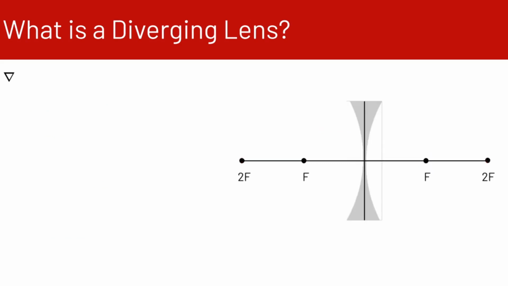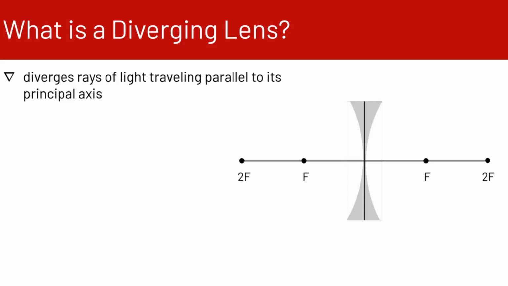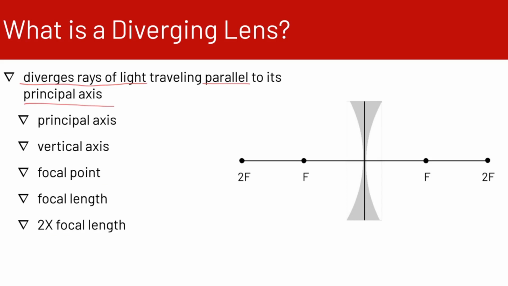All right, what about a diverging lens? What is a diverging lens? So a diverging lens diverges rays of light traveling parallel to its principal axis. And again, for a diverging lens, we have some important bits of information. So we have the principal axis, which again is this line. We have the vertical axis, which is this line that splits the diverging lens in 2.